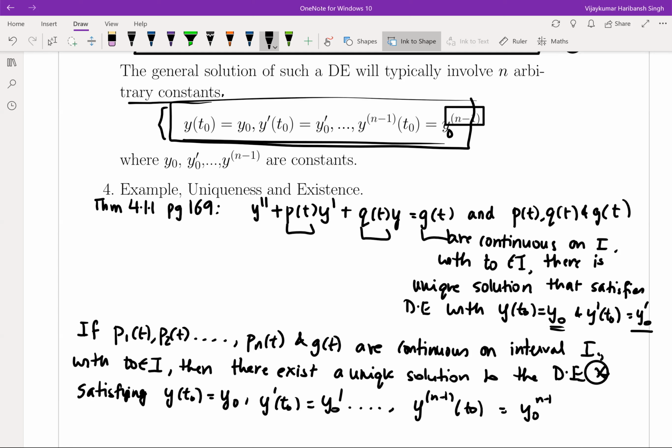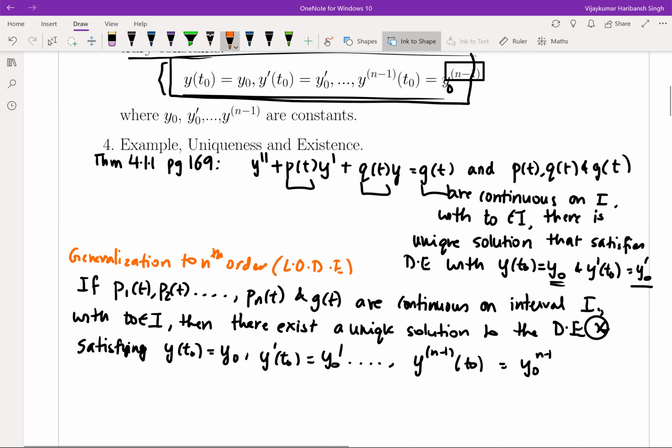So you can see clearly that this is a generalization to the nth order linear ordinary differential equation. Okay, so short.